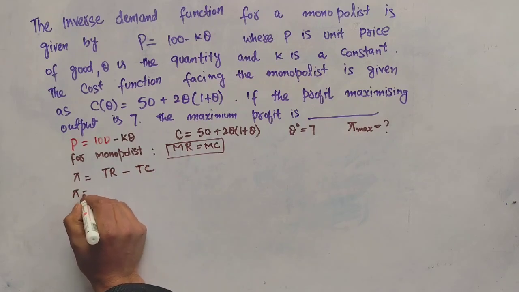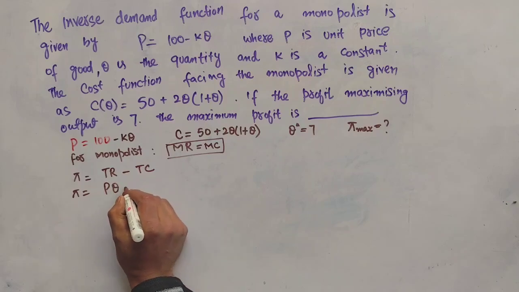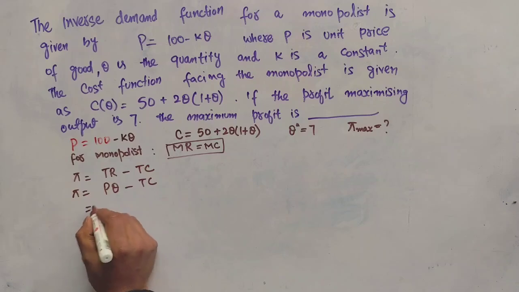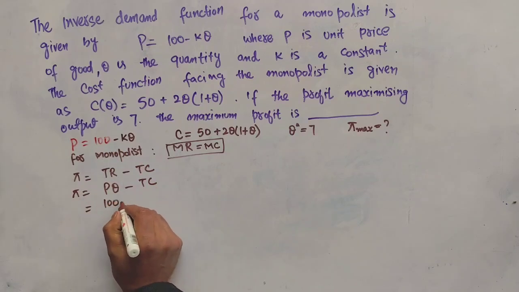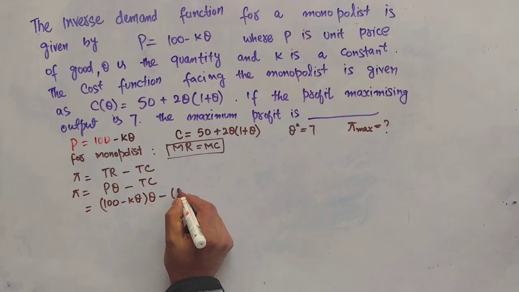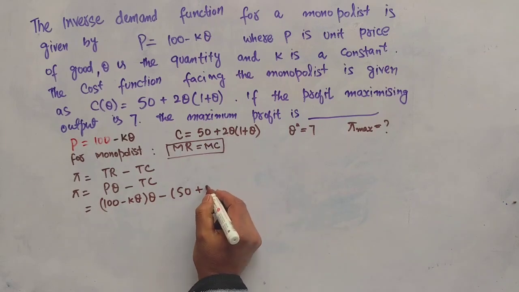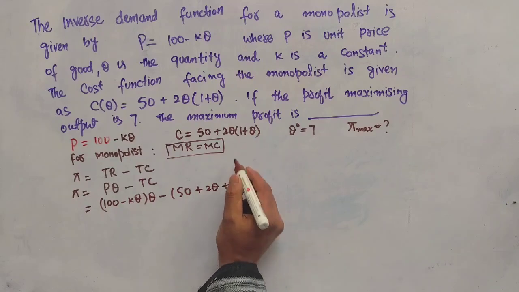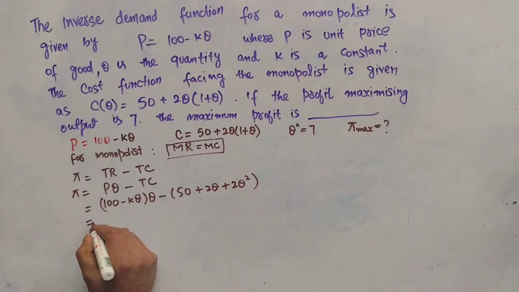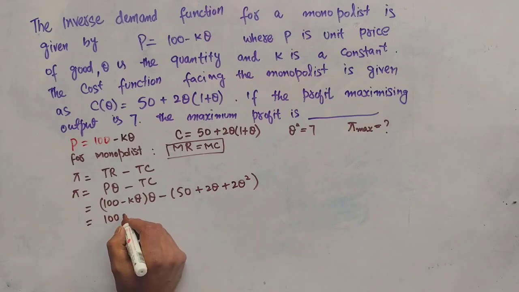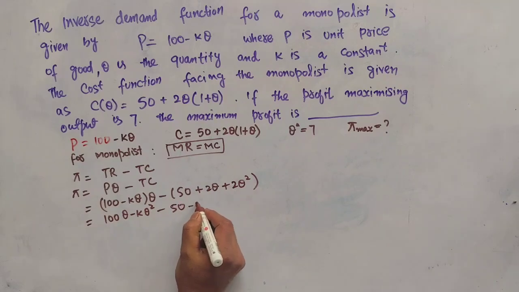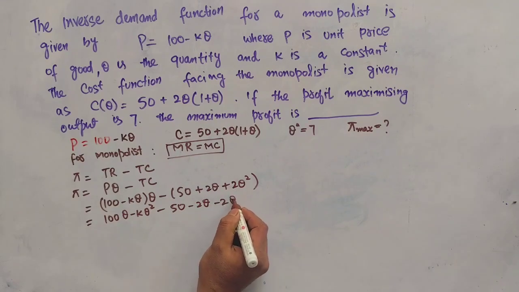Okay, so profit will be equal to total revenue, which is price into quantity, minus total cost, which is being given to us. Price is 100 minus KQ, and to this we multiply by Q, minus total cost, which is being given to us as 50 plus twice Q, then we have plus 2 into Q square, which is twice Q square. Okay, so we have 100 Q minus K Q square. Then we have minus 50 minus twice Q minus twice Q square.